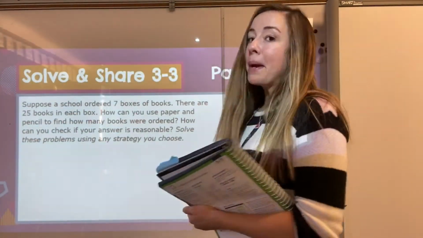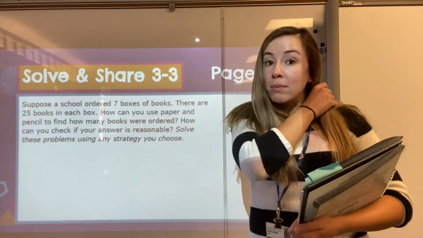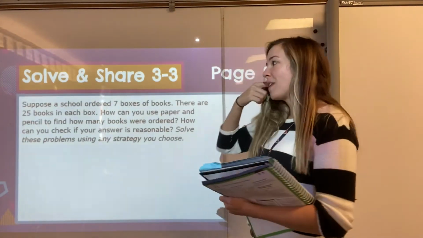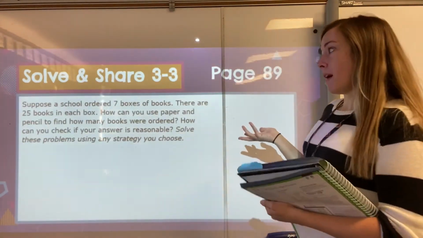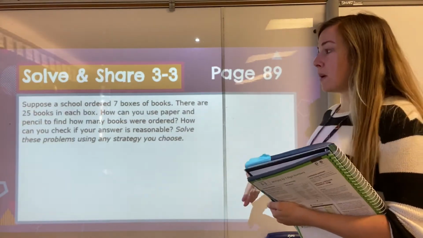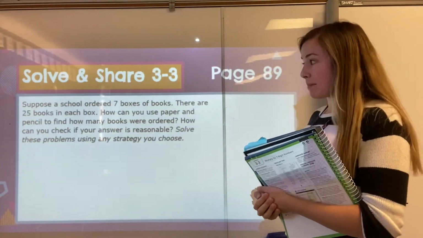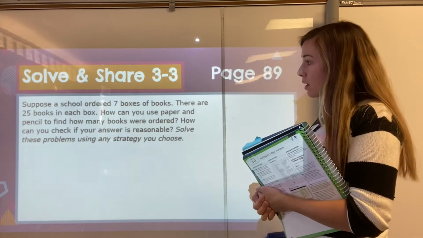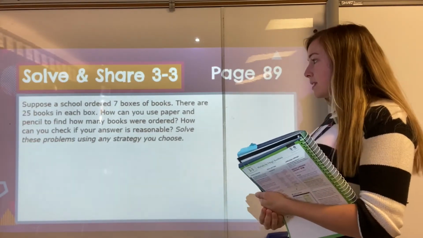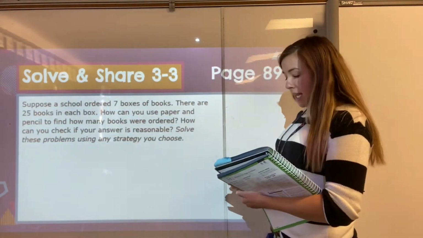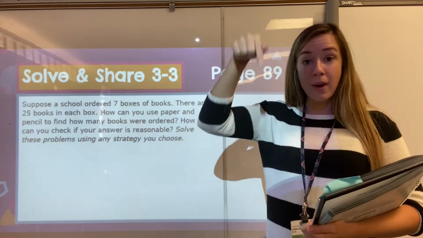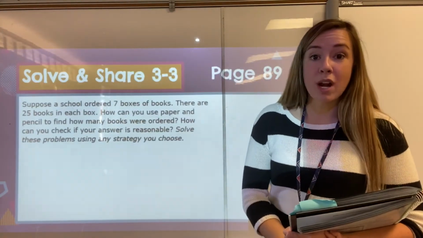I'm going to read the problem. I want you to pause it at that time, give the problem a try, and then we'll go over the answer together. Suppose a school ordered 7 boxes of books. There are 25 books in each box. How can you use paper and pencil to find how many books were ordered? How can you check if your answer is reasonable? Solve these problems using any strategy you choose. Pause right here and make sure that you are trying to solve this problem.